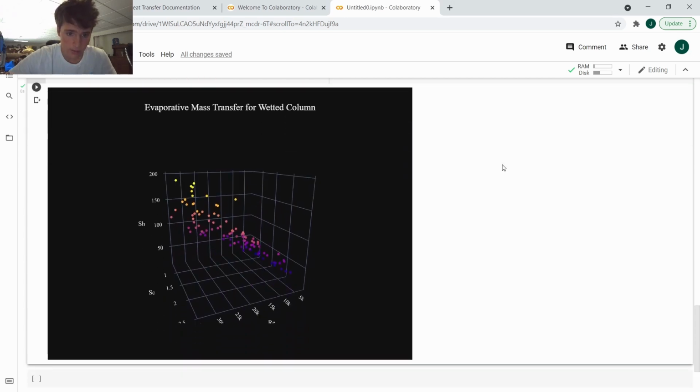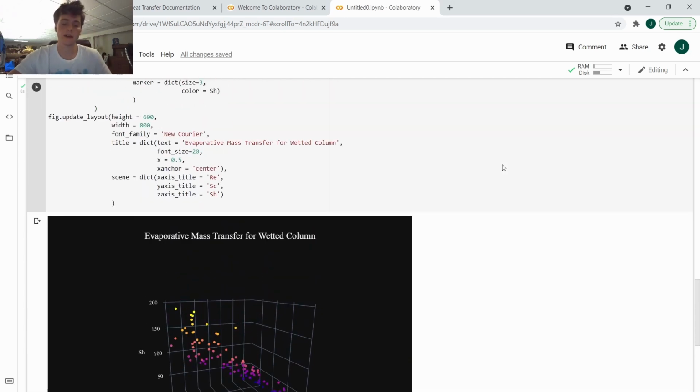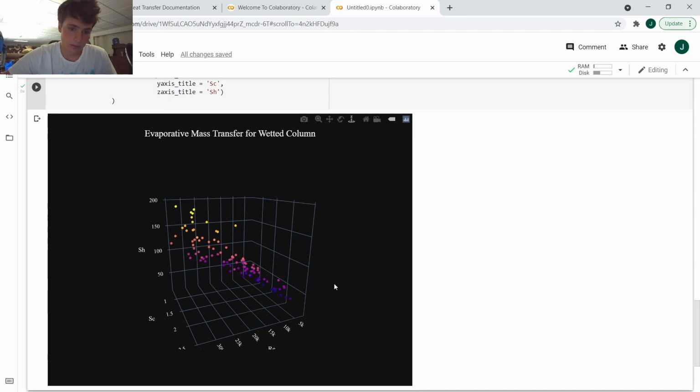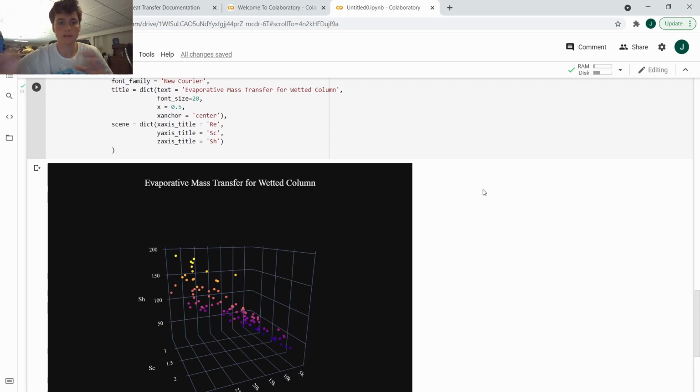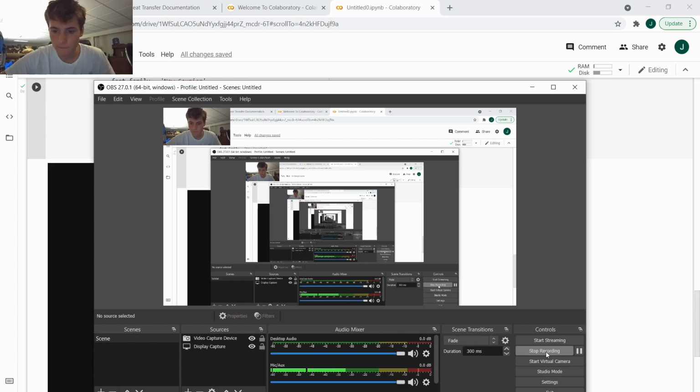And next what we're going to want to do is find a relationship between the Sherwood number. We want to find a function. Define Sherwood as a function of the Reynolds number and the Schmidt number. So we're going to find a model that best fits our data. And I'm going to talk about that on paper. So I'll see you in the next video.